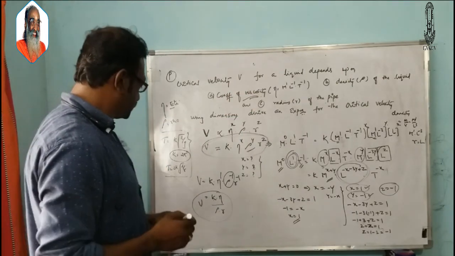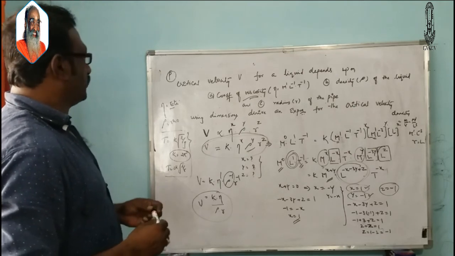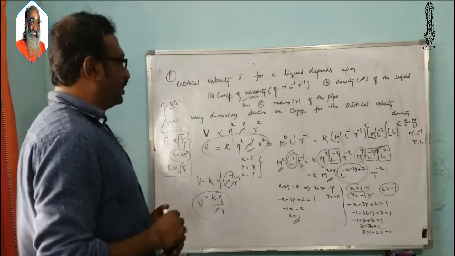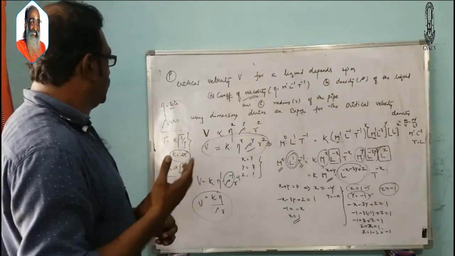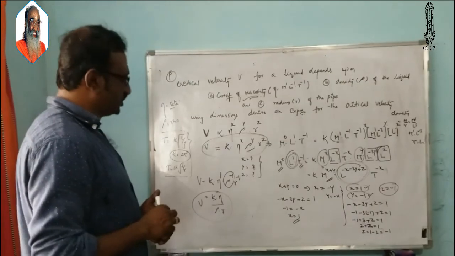So now here we got the expression for the critical velocity. This is the way we find the relationship between the physical quantities using the dimensional method.